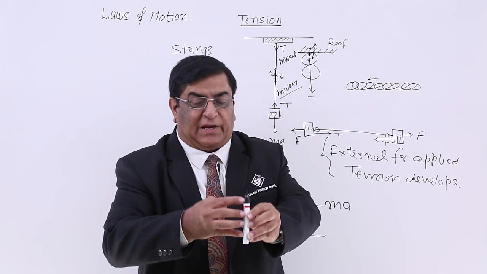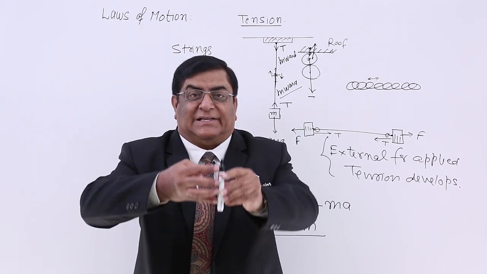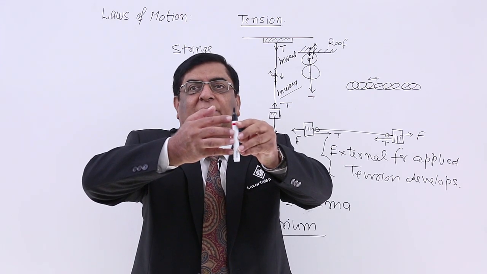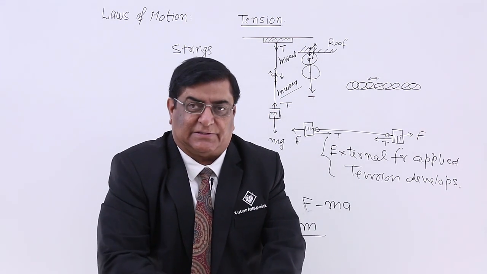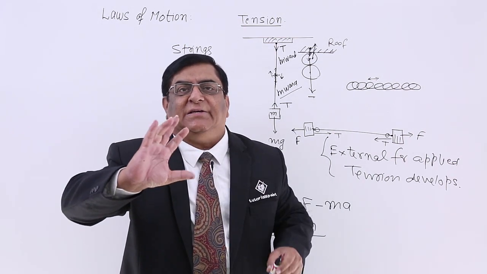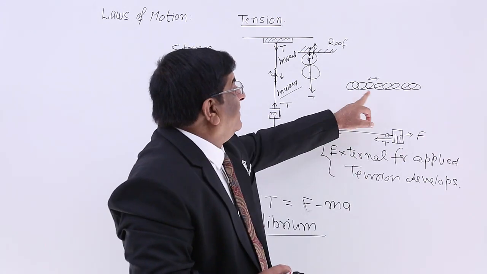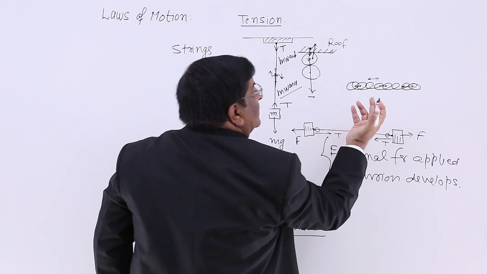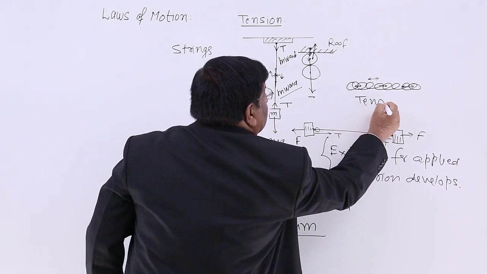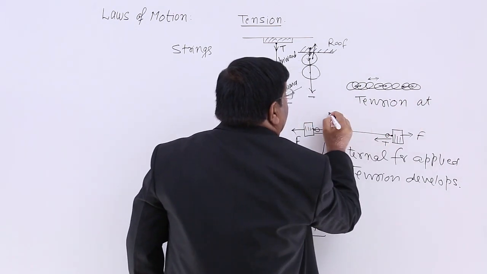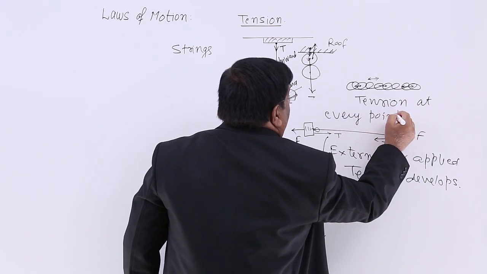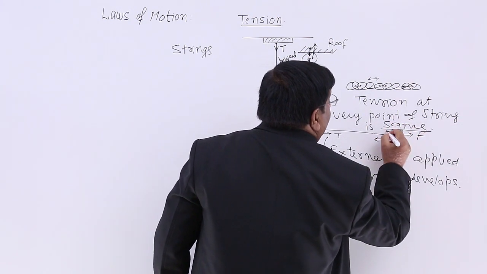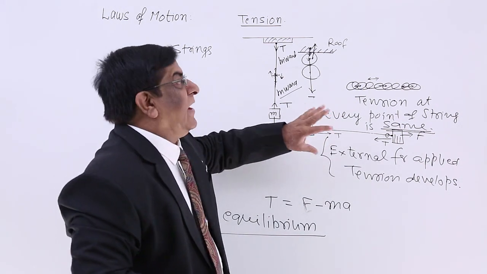Now, if the whole string is moving like this, even then it is called equilibrium because the distance between the molecules is not increasing. This distance is fixed. Now, the complete string is moving like this. For me, the length of the string is not changing. It is in equilibrium. I am talking about that equilibrium. Now, if this string is in equilibrium, then the force between these two molecules has to be the same. So, this gives a very important result. Tension at every point of string is same.